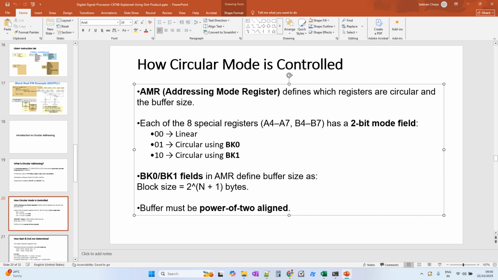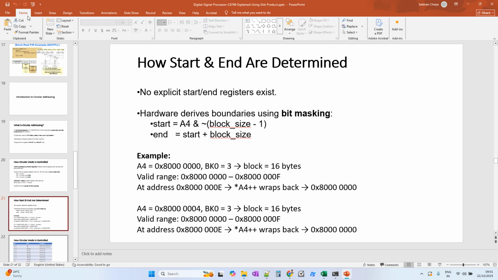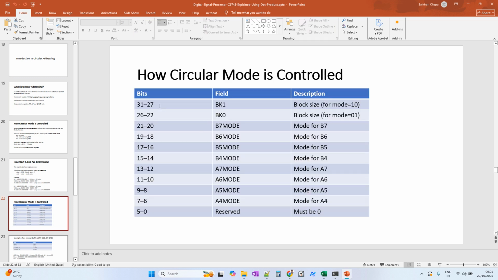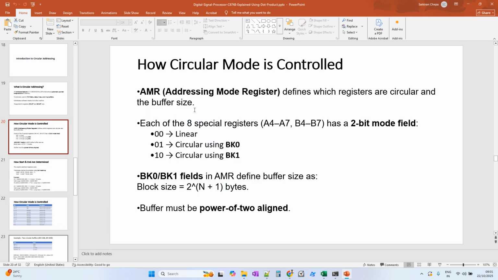BK0 is a 5-bit field. 5 bits will be used for BK0 and 5 bits for BK1. If you put n in BK0 or BK1, then the block size will be 2 power n plus 1. This is the block size. If you see here, this is the AMR register. So what is it?